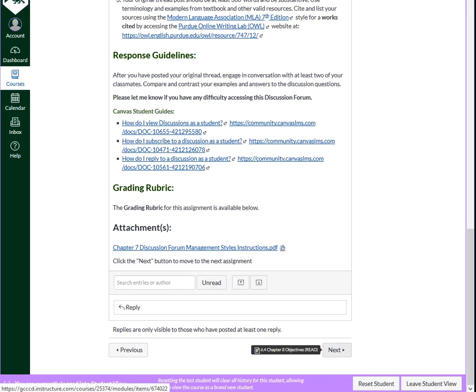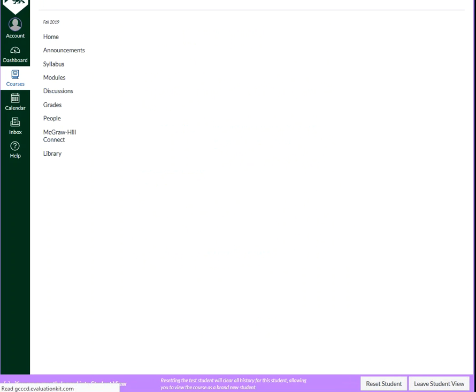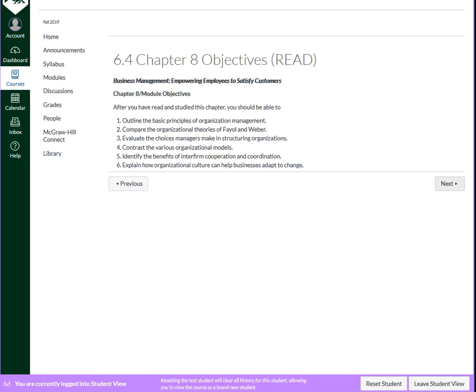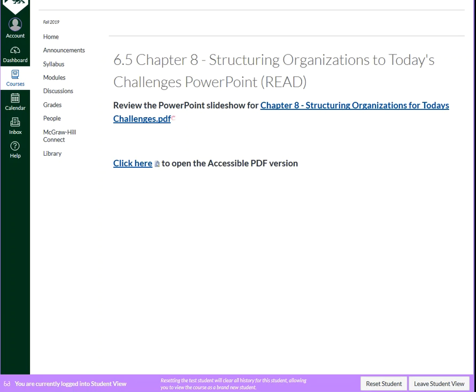Moving on to the next page, I'm reminding you of the objectives for the next chapter. Don't forget to read the chapter. To meet these objectives, you will complete the following.